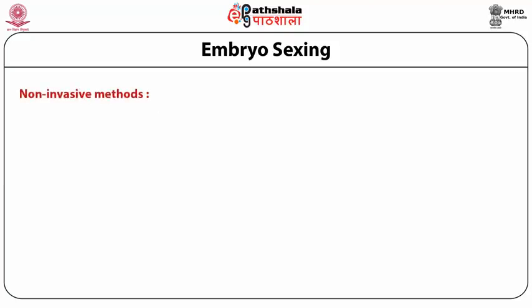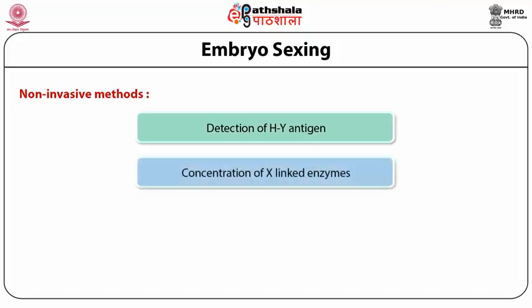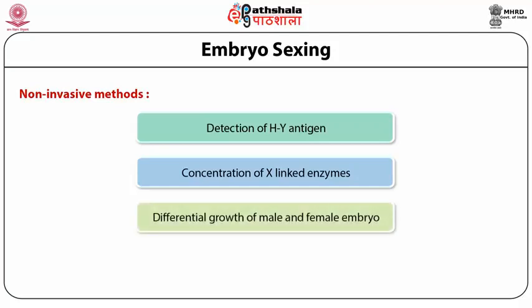Important non-invasive methods are detection of H-Y antigen, which is specific for male embryo, concentration of X-linked enzymes, meaning expression of genes which are present on the X chromosome only, and differential growth of male and female embryos. Although theoretically it is possible that male and female embryos grow at different rates, it becomes very difficult to differentiate whether the embryo is male or female only on the basis of their growth.